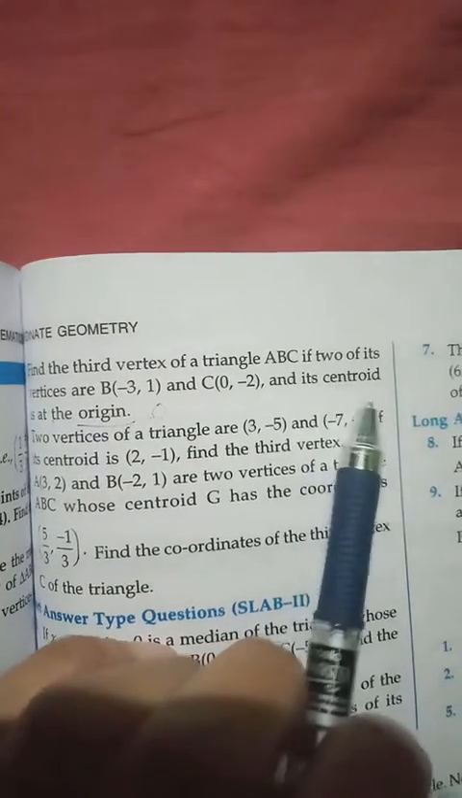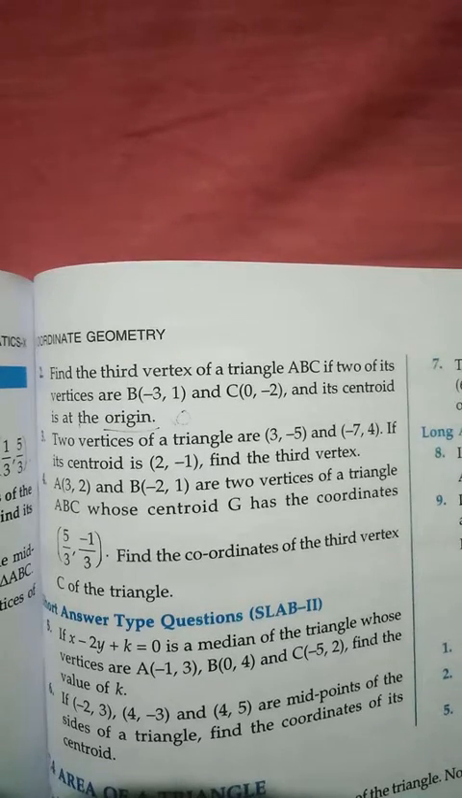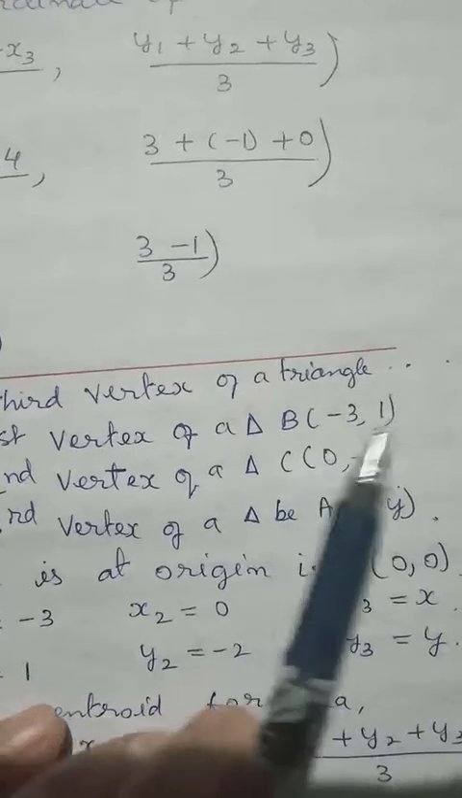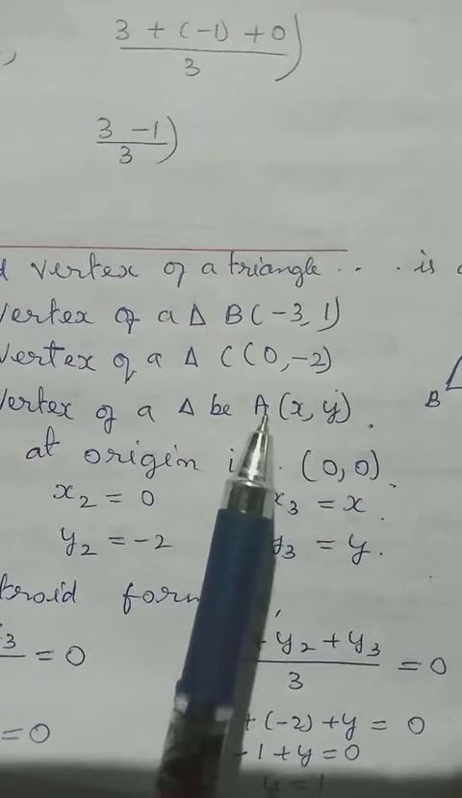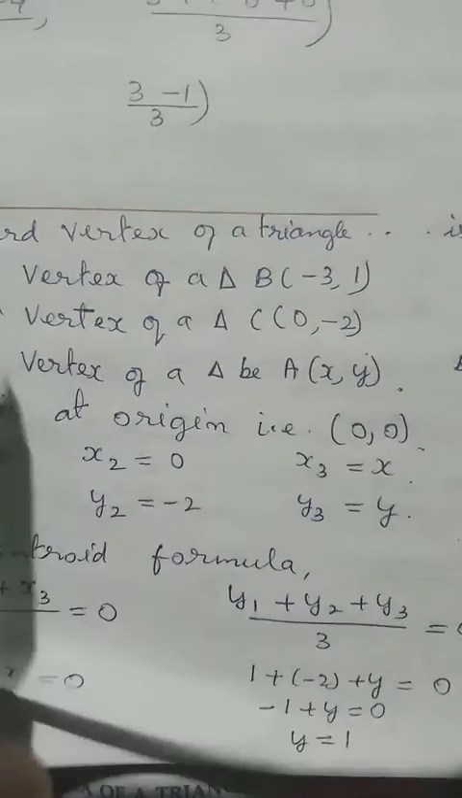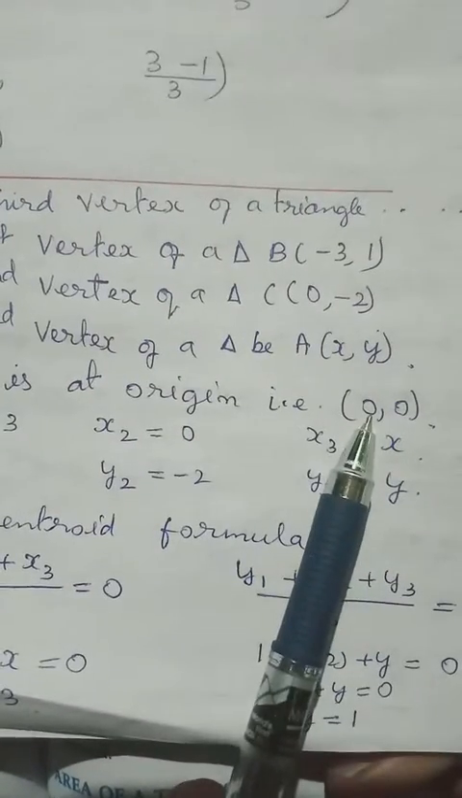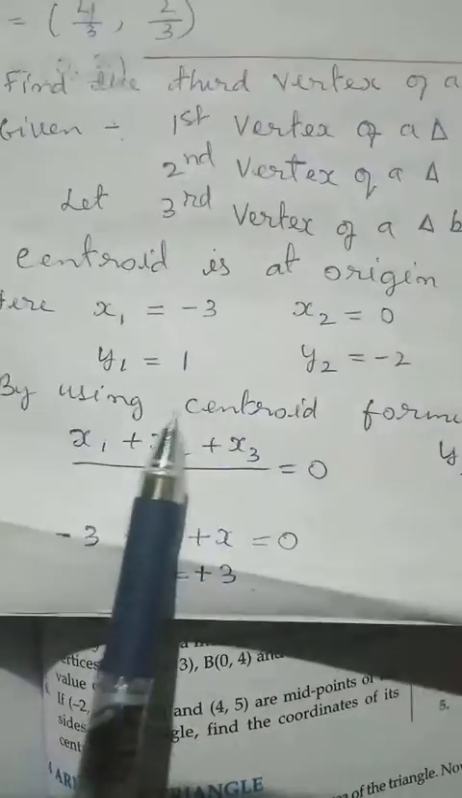Okay, so since we have the centroid, we can apply the centroid formula. So we can take x1 to be minus 3, y1 to be 1, x2 to be 0, y2 minus 2. Then let the coordinate of A be x, y. That means x3 we can put x, y3 we can put y. And remember, don't forget, they say the centroid is at the origin, so the centroid is (0, 0). We can apply the centroid formula.